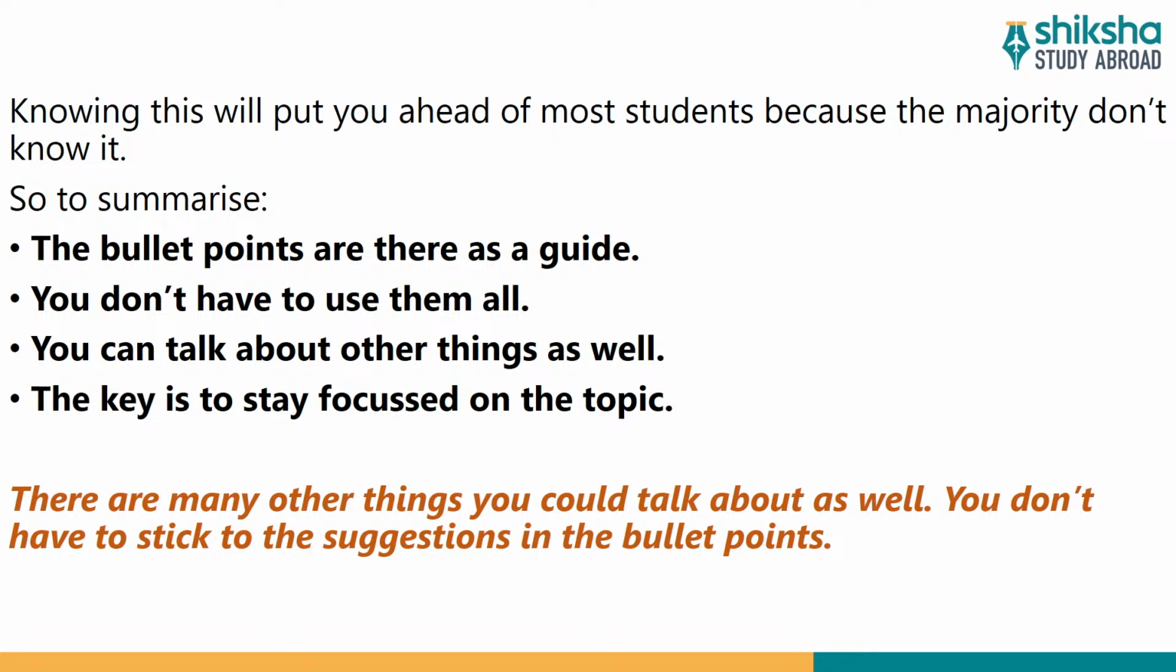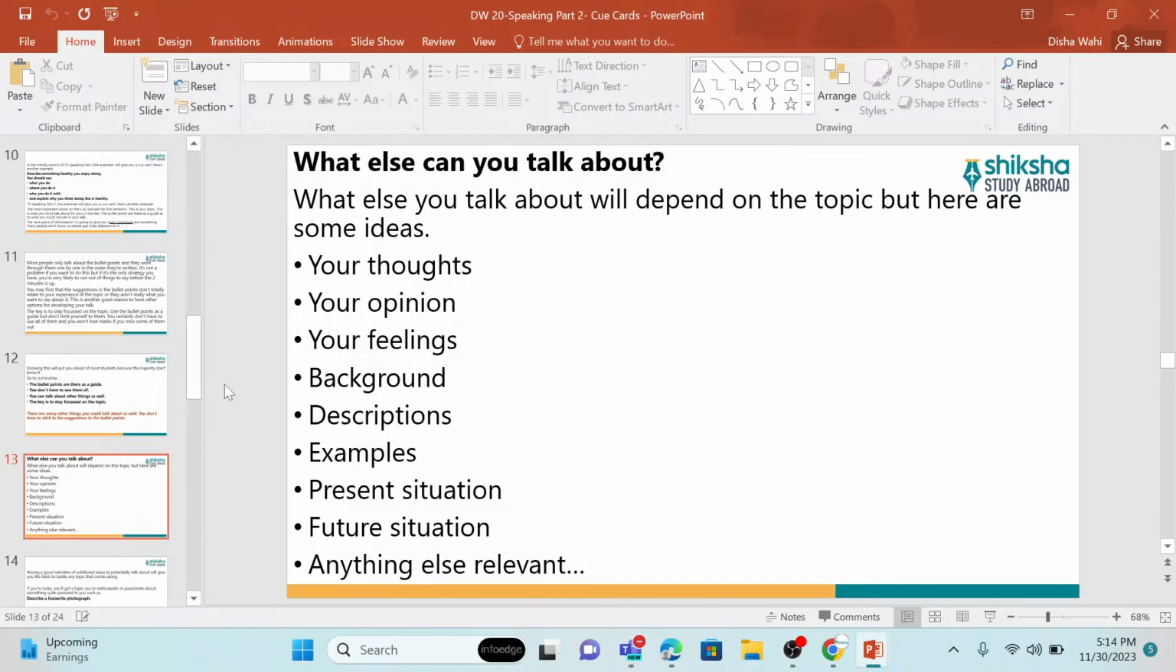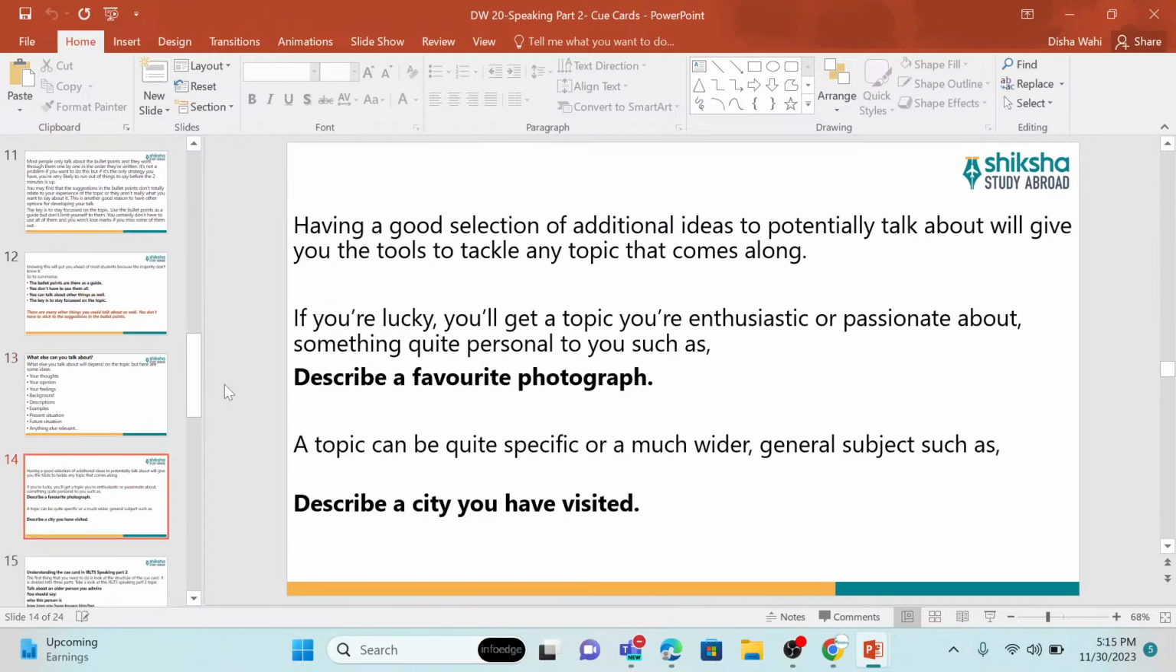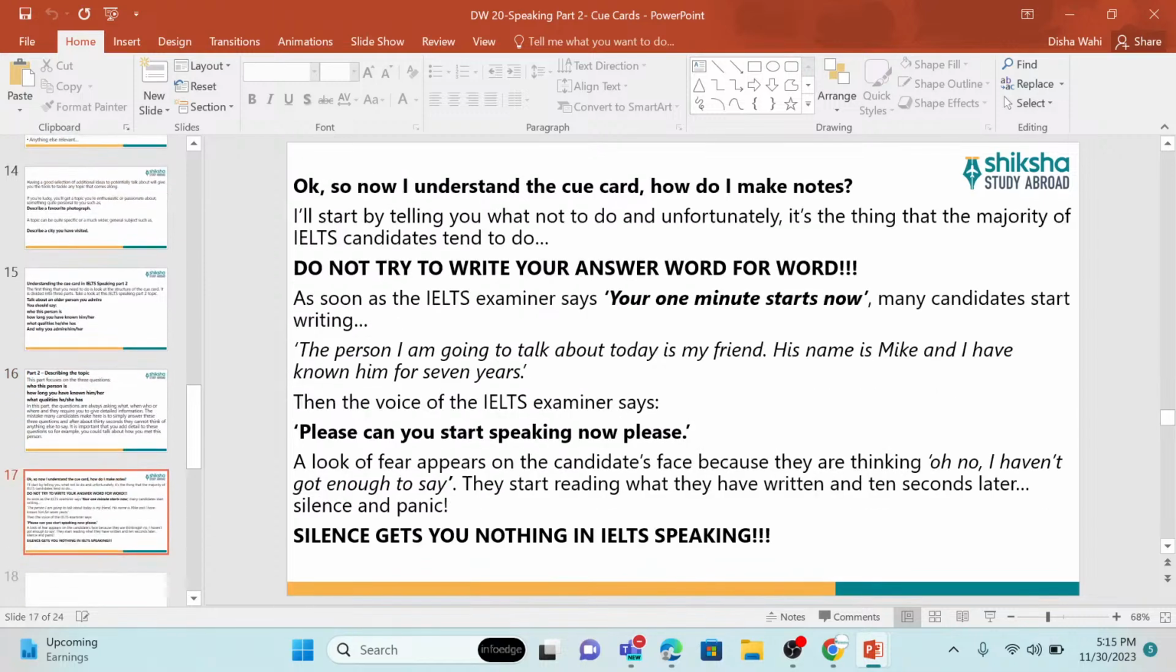I have bifurcated and divided the answer into several categories so that you can understand what else to talk about. Then, describe a favorite photograph, or a favorite city or a city which you have visited. So, something like this might come in your exam. Then we have another example topic, like talk about an older person you admire, and then there are lots of bullet points to be covered.